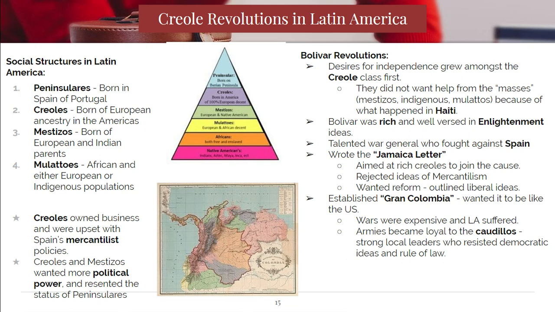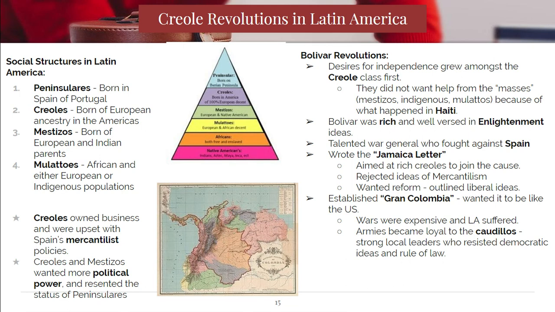So the Creoles were obviously upset with Spain's mercantilist policies. We can compare this pretty easily with what was going on in the English colonies at the time. Spain is taking advantage of its colonies in the New World, right? So the Creoles and mestizos wanted more political power, and they resent the high status of the peninsulares, the ones that are there, right? So, it's a situation where you can see, okay, we've got people who have economic power, but not much political or social status.